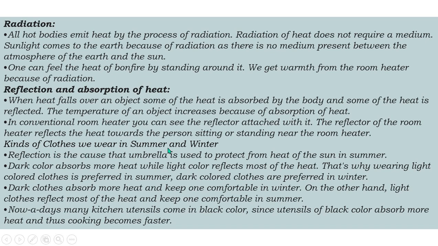Kinds of clothes we wear in summer and winter. Reflection is the cause that an umbrella is used to protect from the heat of the sun in summer. Dark color absorbs more heat while light color reflects more of the heat. That's why wearing light colored clothes is preferred in summer. Dark colored clothes are preferred in winter. Dark clothes absorb more heat and keep one comfortable in winter. On the other hand, light clothes reflect most of the heat and keep one comfortable in summer.